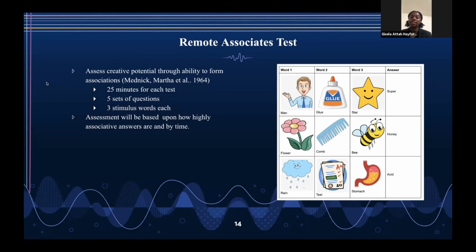The assistant scientist in the room can read out the words 3 times and no more. This assessment will be based on how highly associative the word the child comes up with is and the time it takes to take the test.